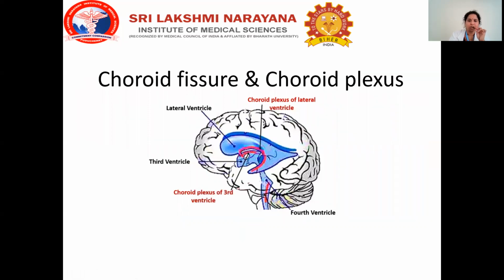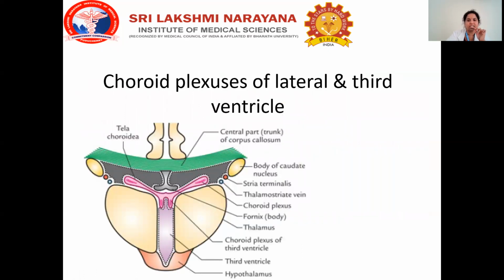Now coming to the choroid fissure and choroid plexus. The choroid fissure is a C-shaped slit-like gap through which blood vessels enter the cavity of the lateral ventricle and third ventricle and form the choroid plexus. So this is the choroid plexus of the lateral and third ventricle. This is a section taken through the body of the lateral ventricle. The choroid fissure is a slit-like space seen here passing between the thalamus and the body of the fornix. Through the interventricular foramen of Monro, the choroid plexus enters the roof of the third ventricle.